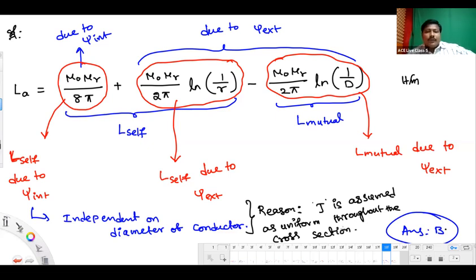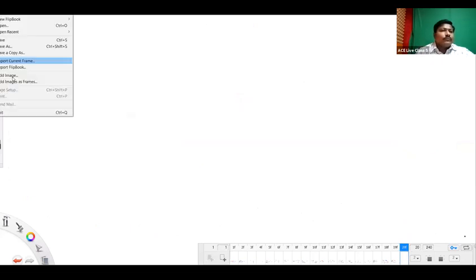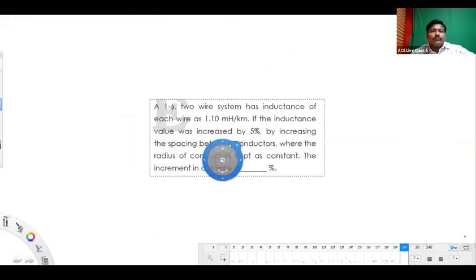Throughout the cross section. Okay. Yeah. Next. Next, we'll take one more formula. Sir, one more problem. Just check it.